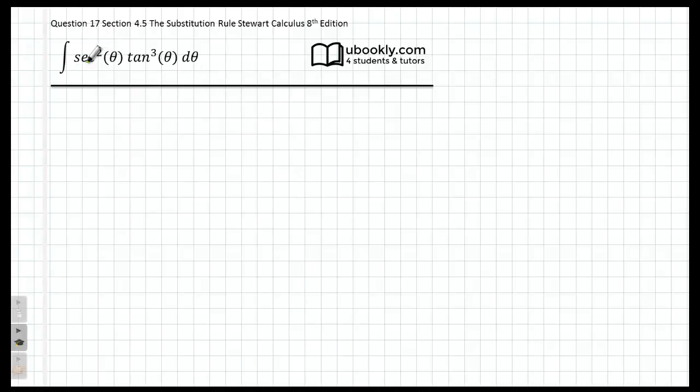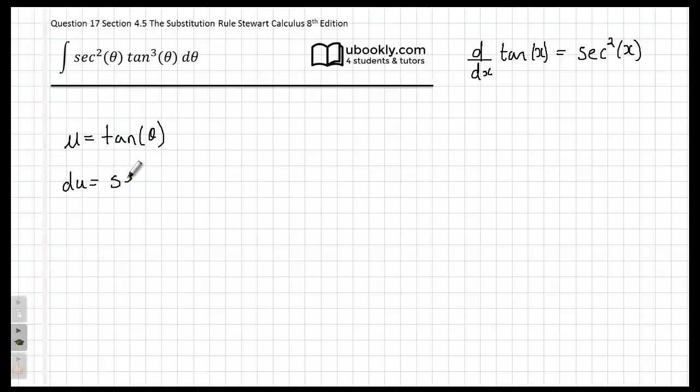The question says take the integral of secant squared theta tan cubed theta d theta. For this question, we have to remember that the derivative of tan of x is secant squared of x. We can use this to our advantage and make a substitution, because now we know the derivative of this function here is secant squared theta. So I'll let my u equal tan of theta. The du would be secant squared theta d theta, which is exactly what I want.